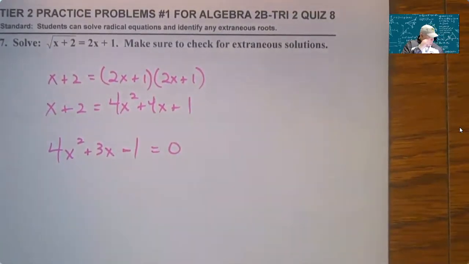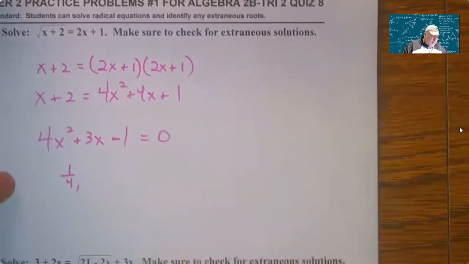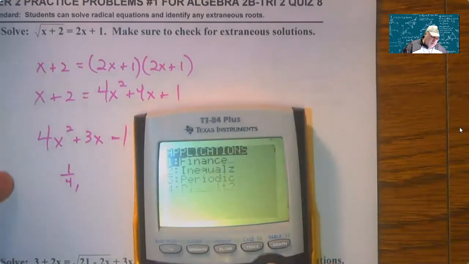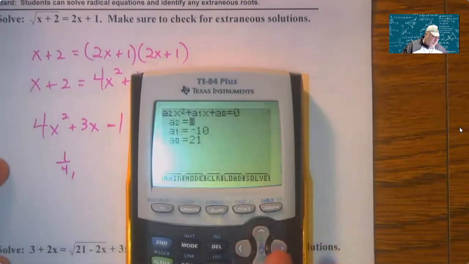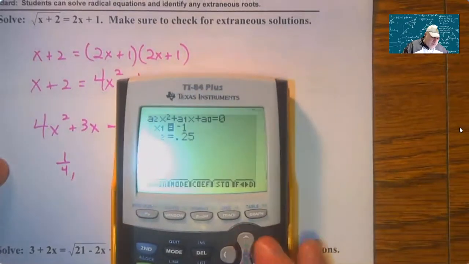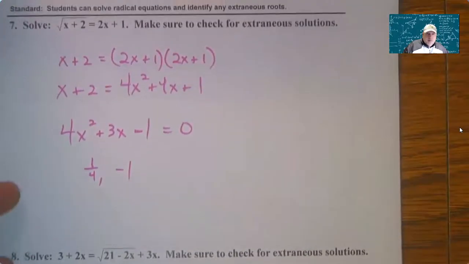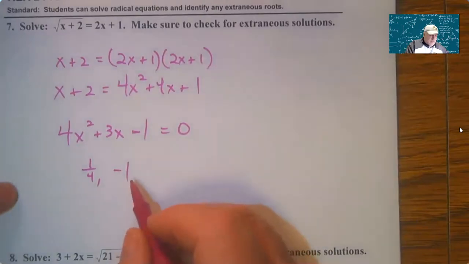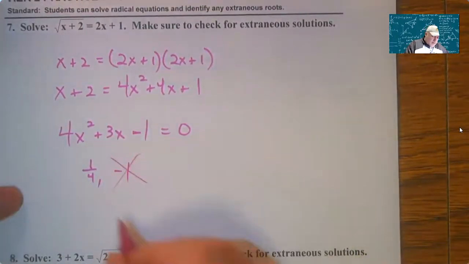So this is your 1/4. You can go and use the polynomial too. Maybe I'll pull that out right now. Let's see here, 4 and 3 and -1. So we have 1/4 and -1 are the two. Well, -1 is not a solution, because it gives -1 on this side and 1 on this side. So that will not work, and only 1/4 will work.